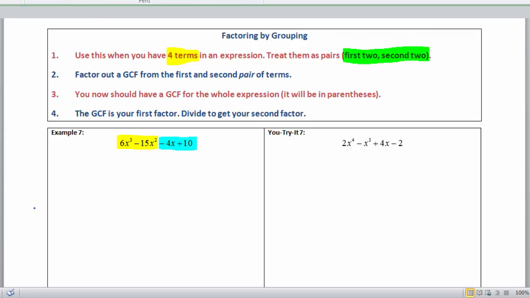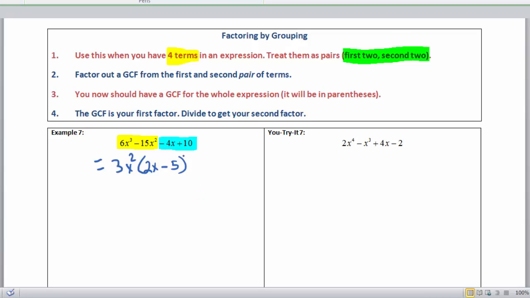So I've broken it up into pairs, and what I want to do is factor out a GCF from each pair. From the first pair, the yellow pair here, 6x cubed minus 15x squared, I can take out a GCF, which would be 3x squared, because 3 will go into 6 and 15, and x squared is the lowest power that you see there. When I take out that 3x squared, what's left? Well, 6x cubed over 3x squared is 2x, and negative 15x squared over 3x squared is negative 5. So I have 2x minus 5.